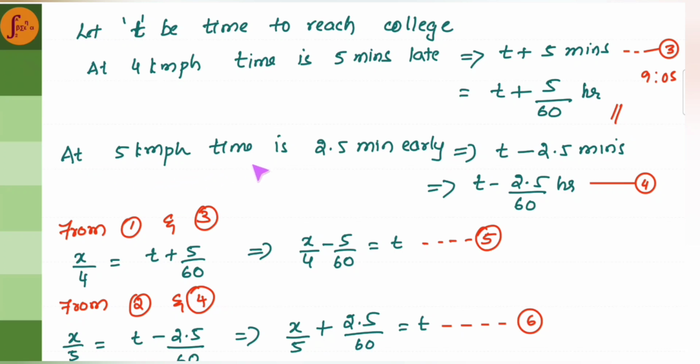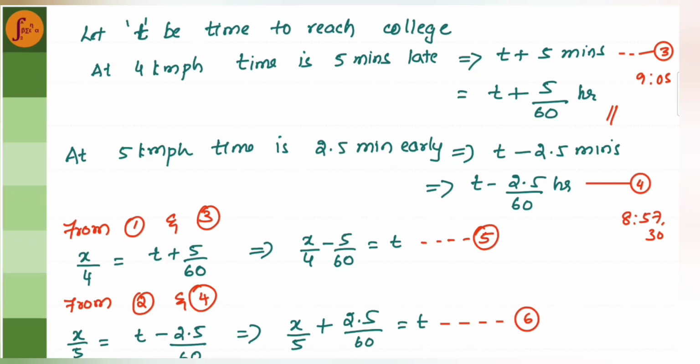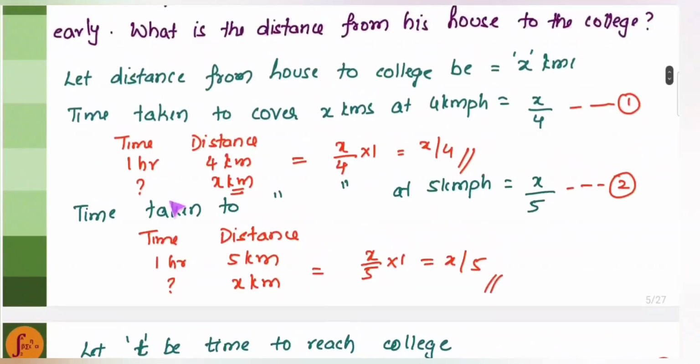At 5 km per hour, he is going to reach 2.5 minutes early. So if the college starts at 9 a.m., he is going to reach 2.5 minutes earlier than 9 a.m. So it's going to be 8:57 and 30 seconds, because it's 2.5 minutes before 9 o'clock. The time taken, we found, to cover x kilometers is x by 4.